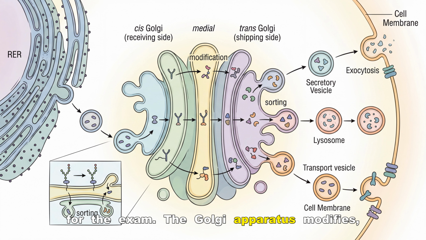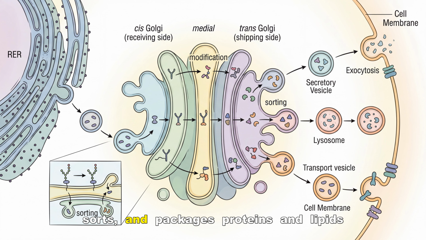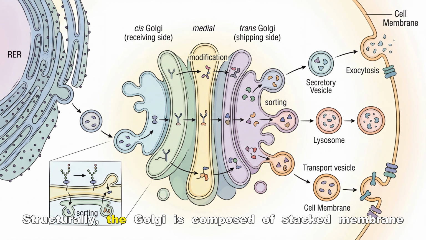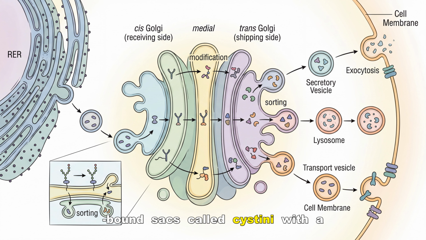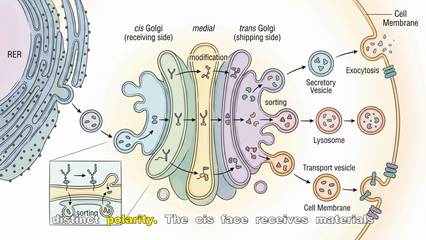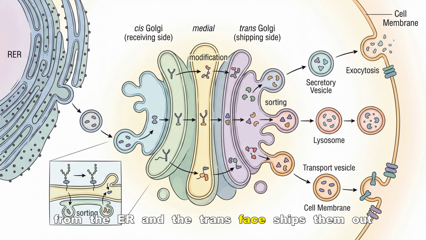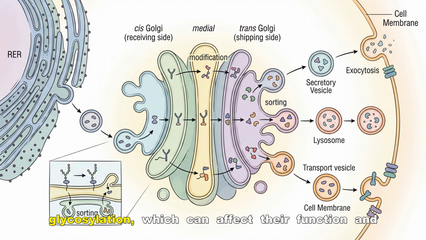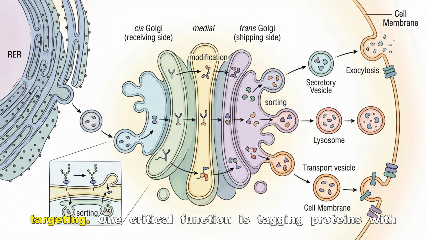The Golgi apparatus modifies, sorts, and packages proteins and lipids for transport to their correct cellular destinations. Structurally, the Golgi is composed of stacked membrane-bound sacs called cisternae with a distinct polarity. The cis face receives materials from the ER, and the trans face ships them out to various locations. As proteins pass through, they undergo post-translational modifications such as glycosylation, which can affect their function and targeting.